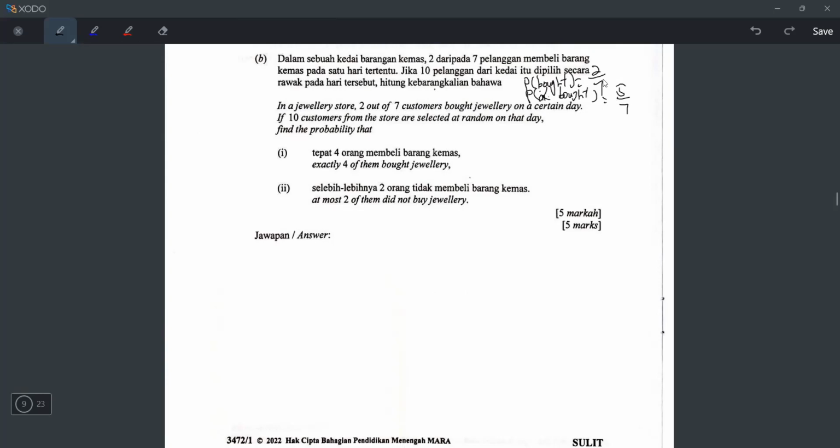But we still don't know which one is p and which one is q. We still don't know which one is considered success. If 10 customers from the store are selected, so n is 10. Then find the probability that exactly 4 of them bought jewelry.